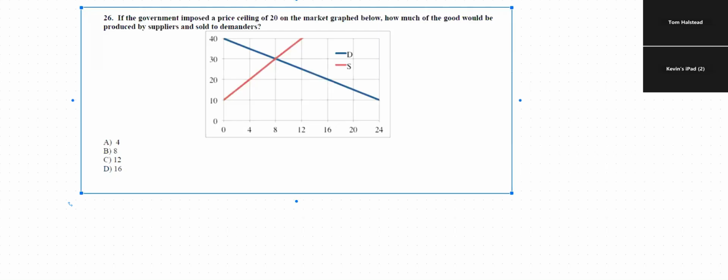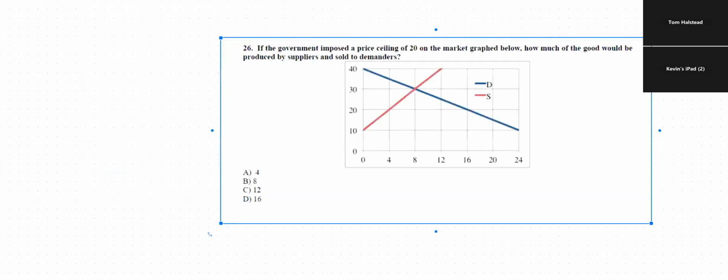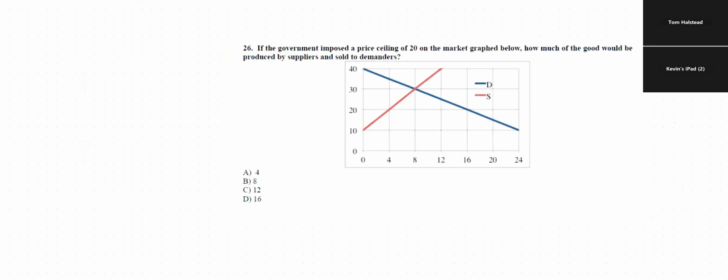I got to move this so you can actually see it. The government imposes a price ceiling of 20 on the market graph below. Okay, let's find our ceiling first. Where's the ceiling? The ceiling's always got to be below equilibrium, right? There's the rule. That's our ceiling. So they have a price ceiling of 20 on the market graph below. How much of the good would be produced by suppliers and sold to demanders?